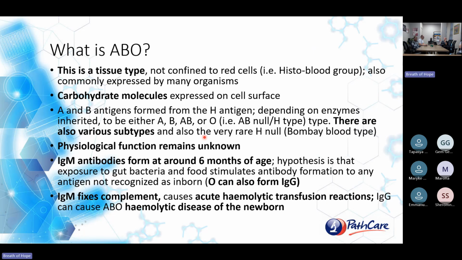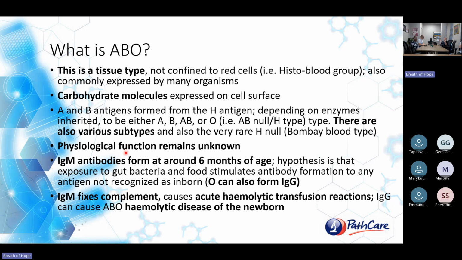You do have rare subtypes, such as the H null, the Bombay blood group. So these are people that have precursor substance and are unable to change that precursor substance to blood group H. That's called the Bombay blood type, and there are various other blood subtypes such as weak A.